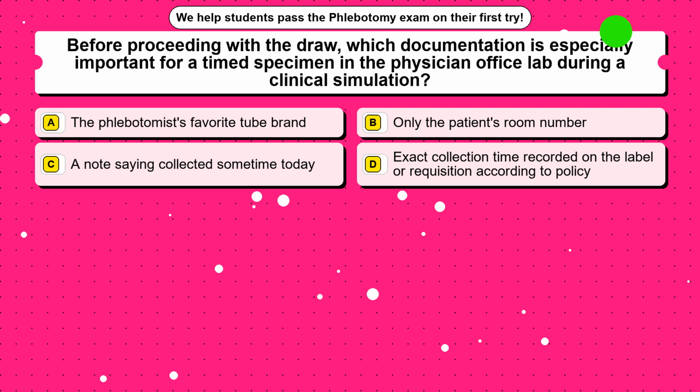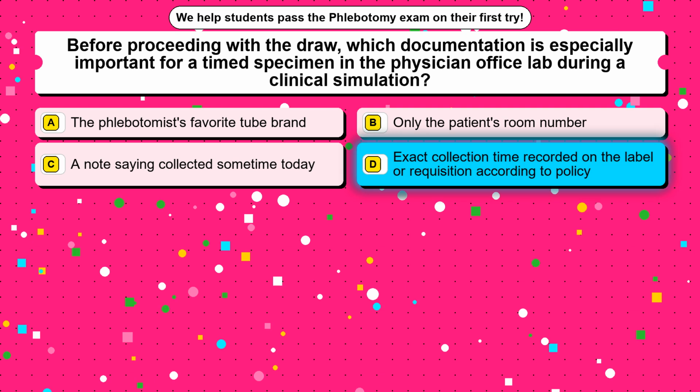Question 71. Before proceeding with the draw, which documentation is especially important for a timed specimen in the physician office lab during a clinical simulation? Option A. The phlebotomist's favorite tube brand. Option B. Only the patient's room number. Option C. A note saying collected sometime today. Option D. Exact collection time recorded on the label or requisition according to policy.